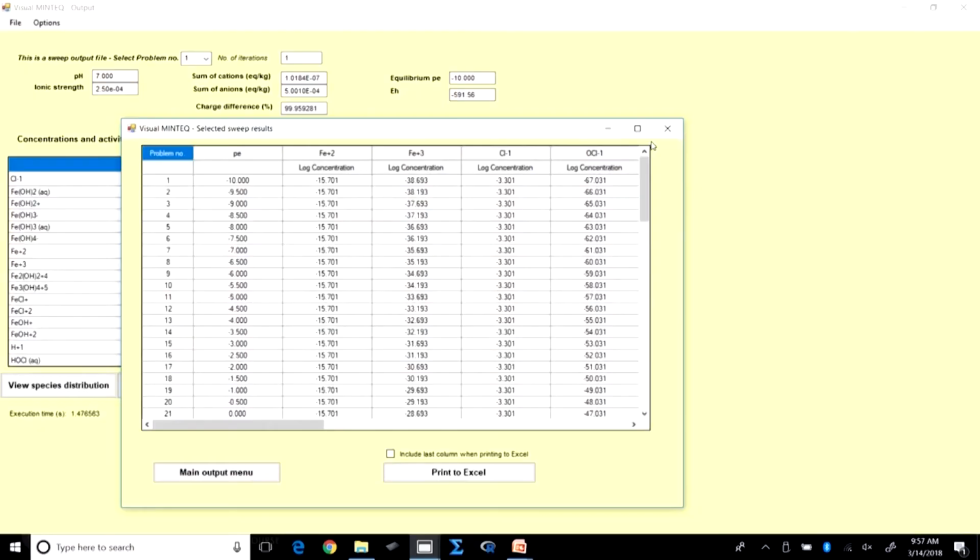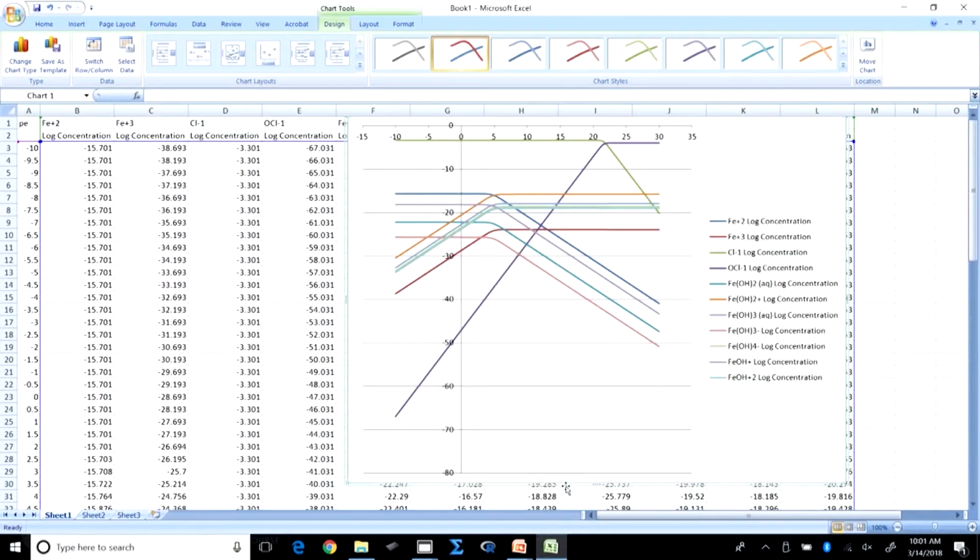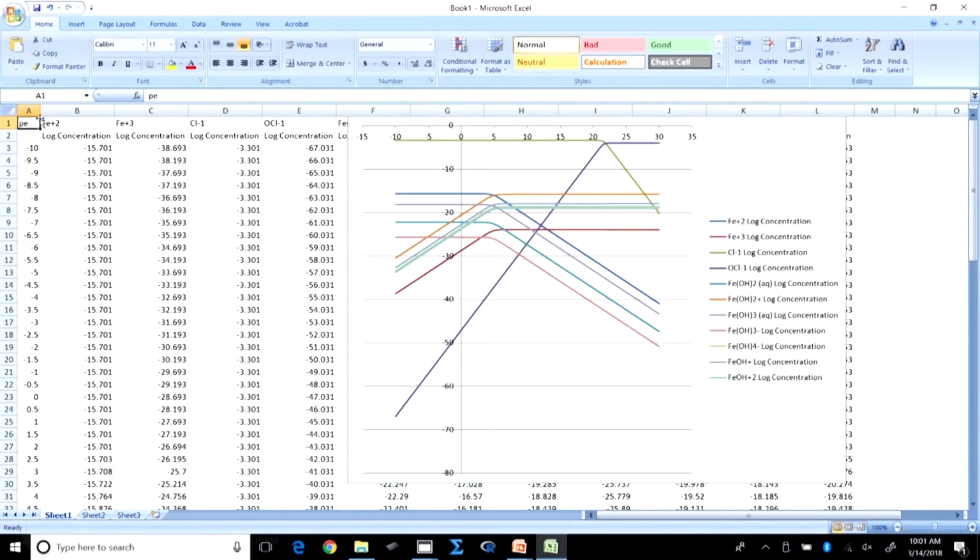But obviously, looking at the tabular information in the form of a table, it's difficult to understand what's happening out there. So we obviously need to print the data to Excel, right? And here we have the relevant columns, pE and the various species. So for efficient time management, I already have the graph here.